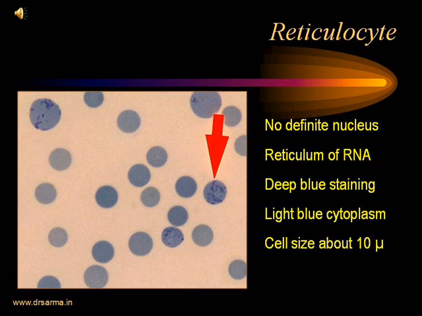These reticulocytes have no definite nucleus, unlike the early normoblasts or intermediate normoblasts or late normoblasts. Nonetheless, they have remnants of nuclear material, the reticulum of RNA, which stains deep blue against the light blue cytoplasm. The cell size of a reticulocyte is around 10 microns compared to the 7 micron size of a mature RBC.